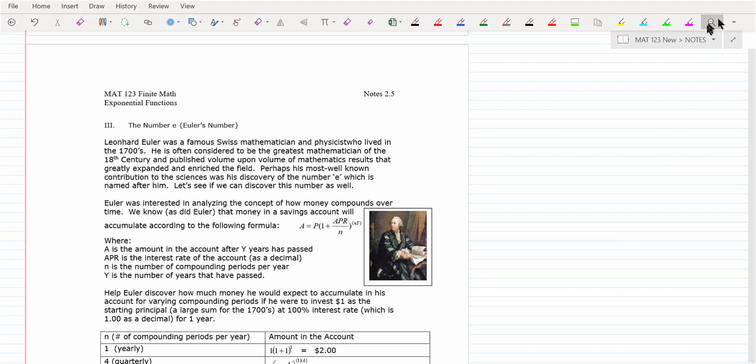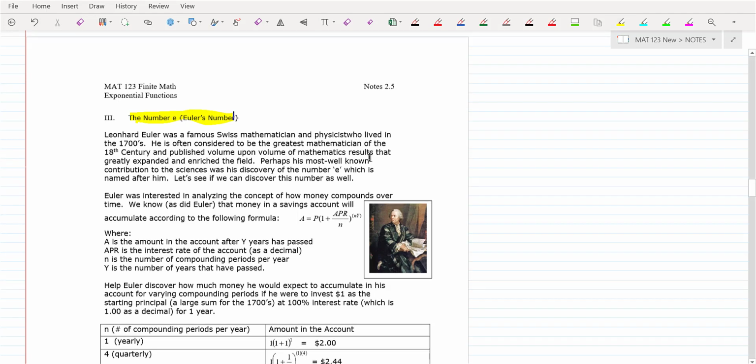Now, when you study finance, this number e is really a big deal. It shows up all the time. If you don't know anything about the number e, I'm going to show you where that comes from. All right.